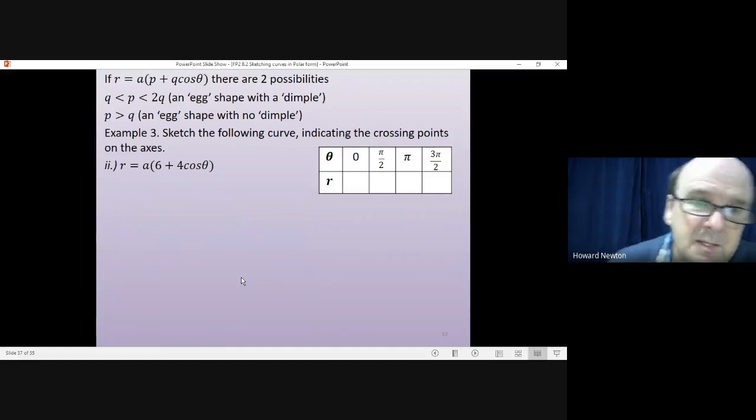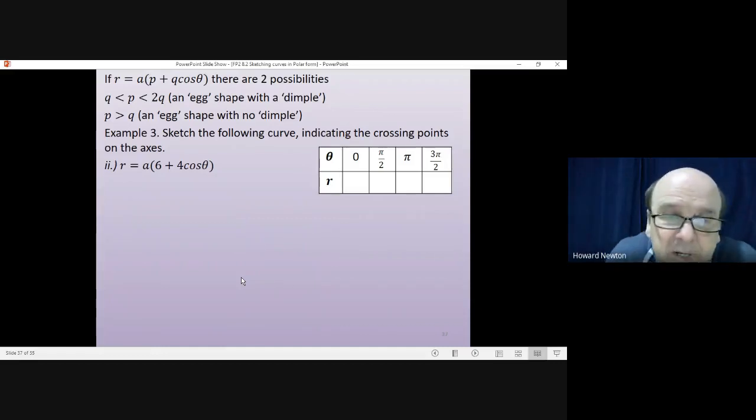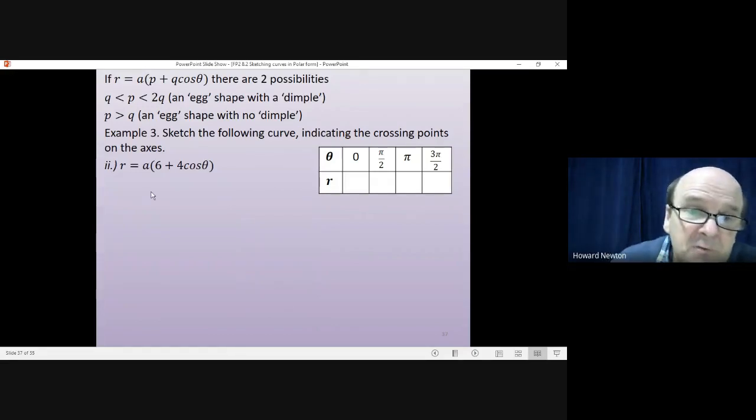Part 2, sketch r equals a into 6 plus 4 cos theta. So same as before, fill in the table and try and do a rough sketch, but indicating where the curve crosses the axes. This time we don't know the value of a, by the way, so you'll have a in the table, and you'll also have a included when you do the crossing points on the axes. Anyway, pause the video, have a go, and come back when you're ready.